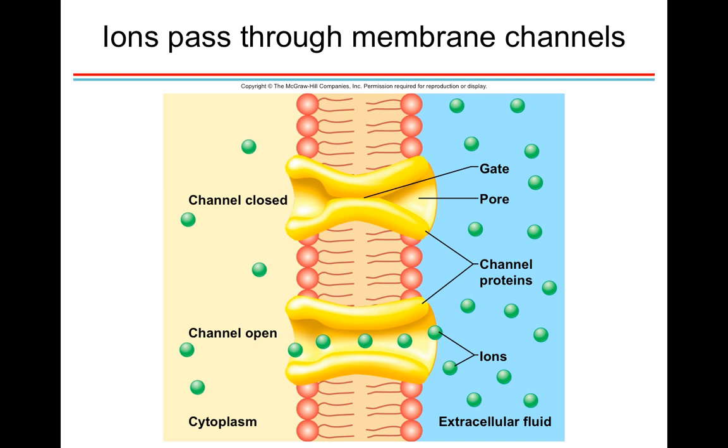So I just want to show you some ion channels, a little bit with a closer look. Here's the cytoplasm on the left, extracellular fluid on the right. The ions are shown with the green balls. And here is a closed channel. So when the channel is closed, the ion cannot cross the plasma membrane. However, when the ion channels are open, simple diffusion will allow ions to be traveling across the plasma membrane.